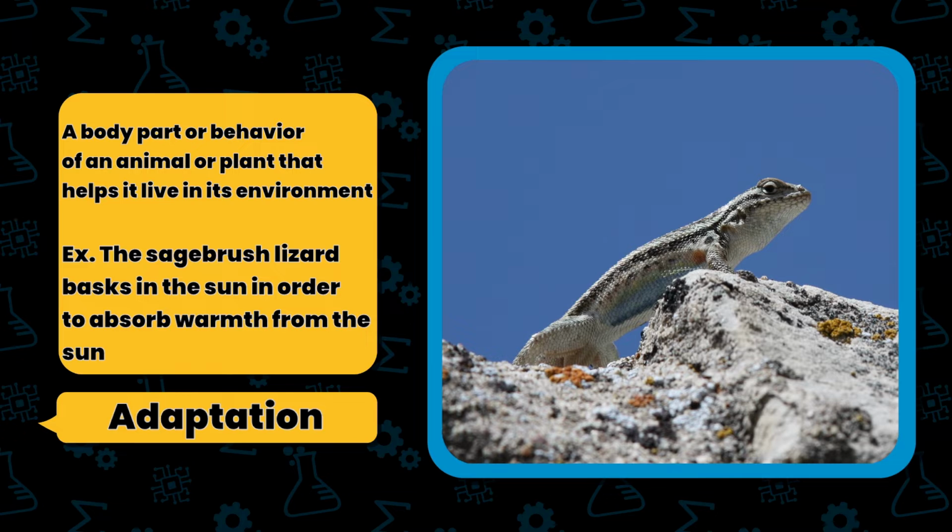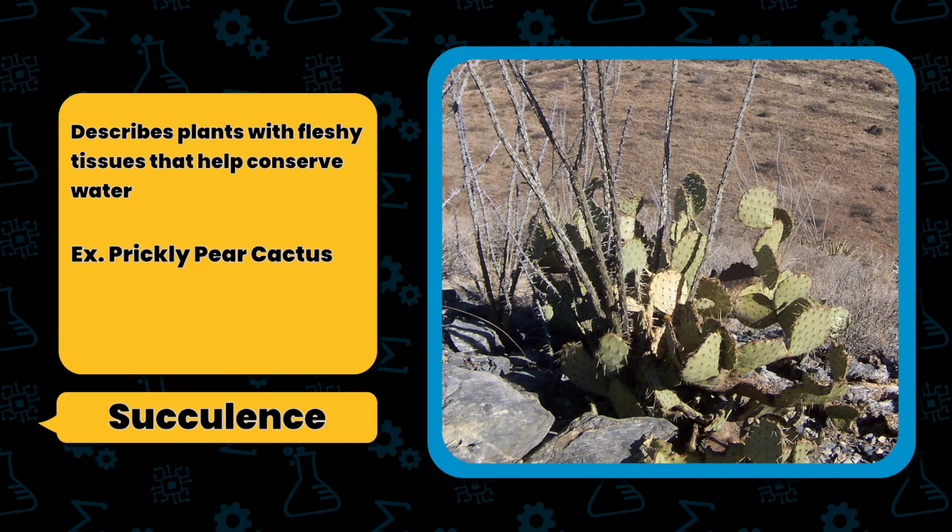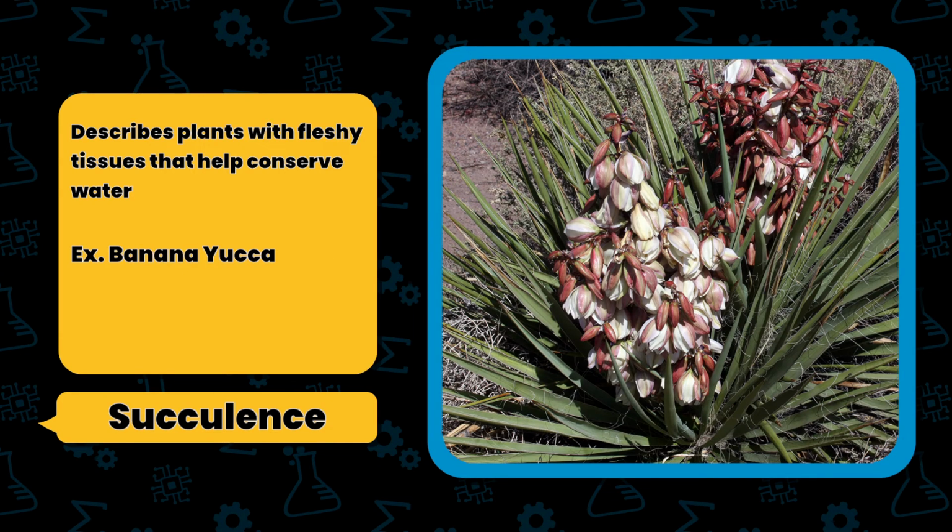The next concept you should be familiar with when facilitating Adaptation, A Way of Life is the concept of succulence. Succulence describes plants with fleshy tissues inside their leaves that help them conserve water. Examples include aloe vera, the prickly pear cactus, and the banana yucca, all of which can be found throughout the Four Corners region of the southwestern United States.